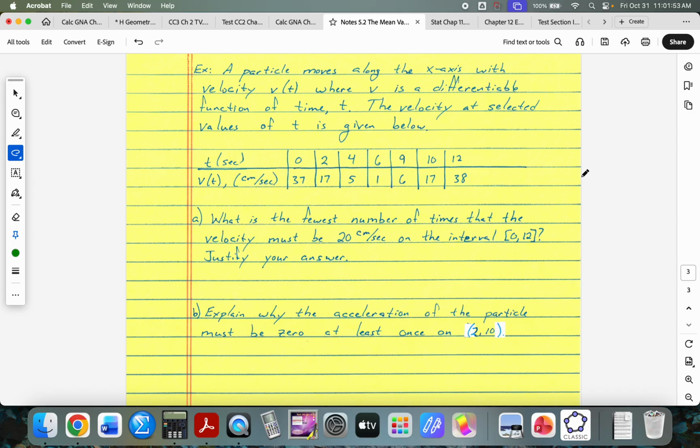So, all right. We'll start with that, because the velocity is differentiable, it is also continuous.